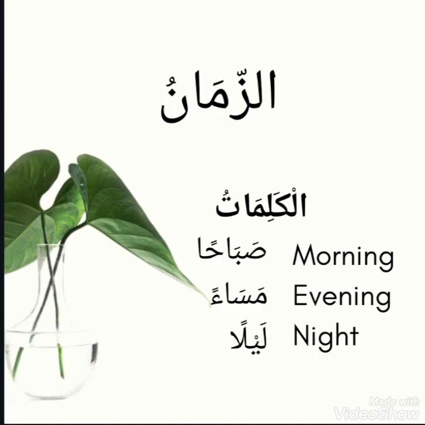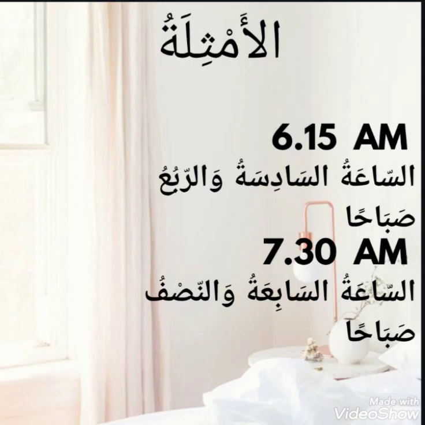Right, we are going into a deeper topic, which is time, az-zaman. In the morning we say sabahan, evening we say masa'an, and night is laylan. So it depends on the time of day. Let's see the examples. First example is 6:15 AM. In Arabic we say as-sa'atu as-sadisatu wal-rubu'u sabahan. And 7:30 AM we say as-sa'atu as-sabi'atu wan-nisfu sabahan.